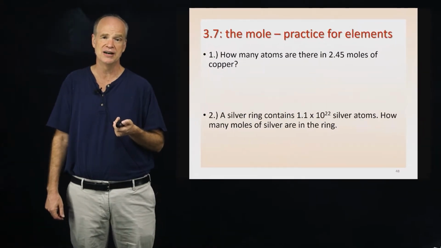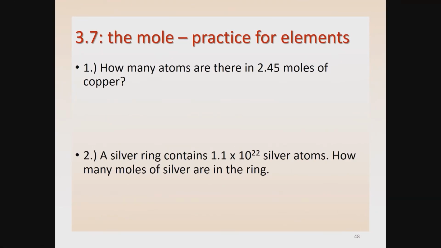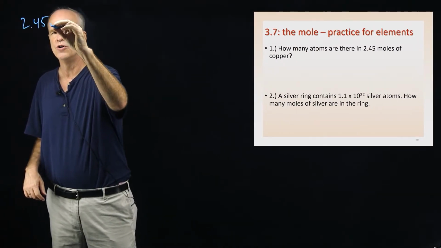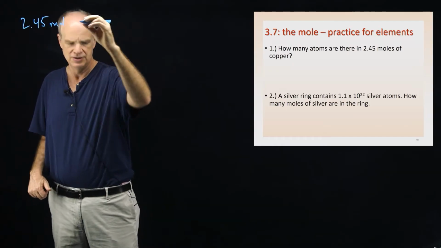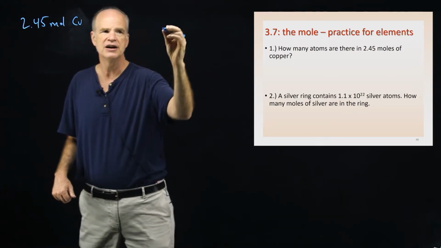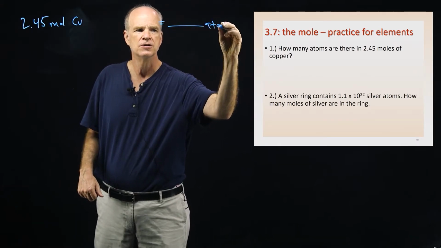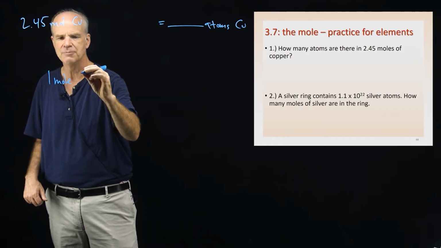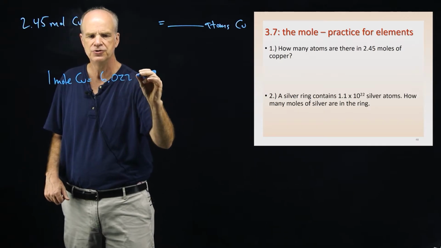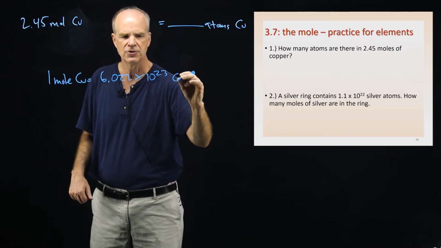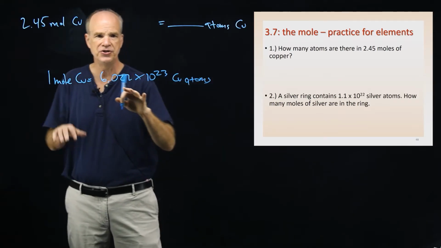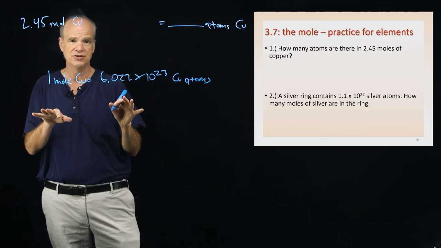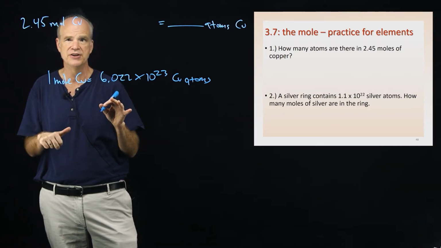So the first problem I want to address on the board is how many atoms are there in 2.45 moles of copper? Okay, so let's say you have 2.45 moles, and the abbreviation for mole is MOL, copper. And you want to figure out how many atoms there are. Just remember that 1 mole of copper is equal to 6.022 times 10 to the 23 copper atoms. So this is an equality you can use in the problem. You can set up 2 fractions in your mind, but let me just pick the one that I think is probably going to fit.